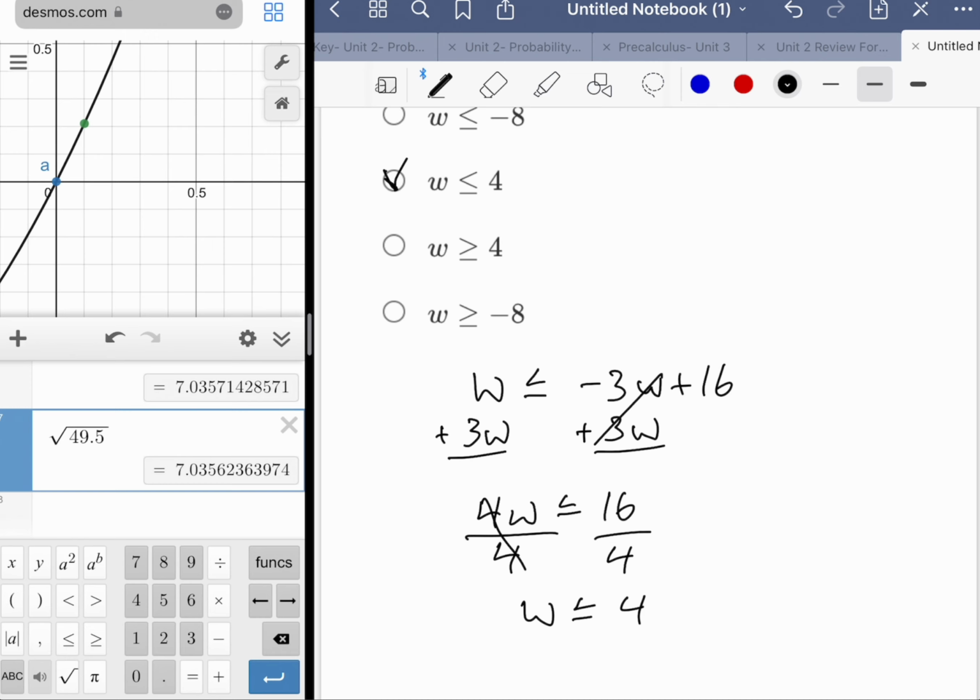Just be careful with questions like this. The only time people ever mess it up is when they forget that when you divide by or multiply both sides by a negative, you reverse the direction of the sign. That didn't happen here, but it could have. So I don't want you to fall for that. So just be careful.